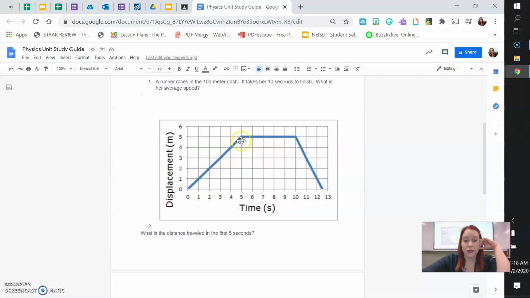Now we know this is at 5 seconds because we're right over 5, but we want to see how much distance did they travel. So now that I've reached the line, I can move my cursor over to the left to find out the distance, and it falls right here on 5. And it's not just 5, it's going to be 5 m for meters, right? So how much distance did it travel in the first 5 seconds? Go ahead and type down your distance. How many meters did it travel?